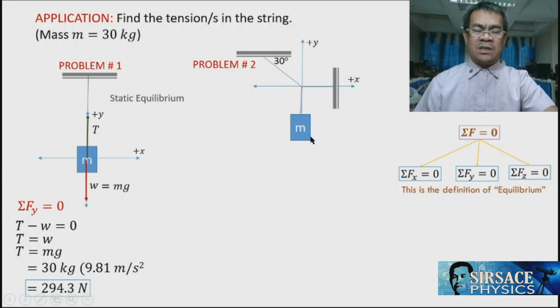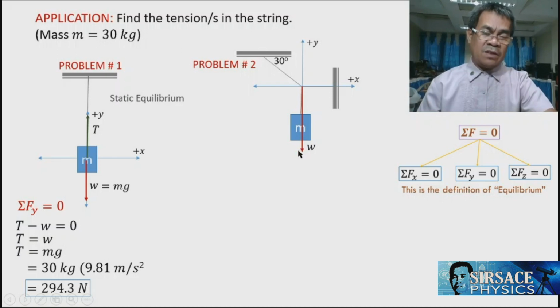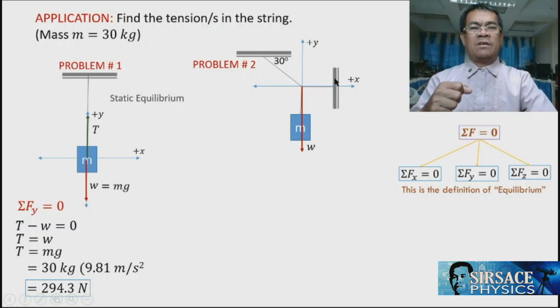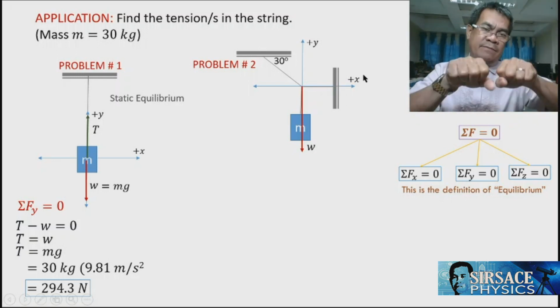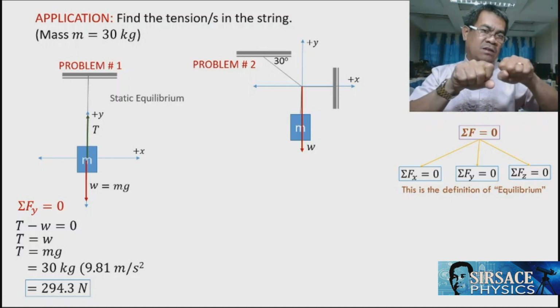Next, you have to provide all the forces. What are the forces on the intersection point of the strings? First we have the weight. Take note, the weight is mass times gravity. The tension of the string is the same as the weight, so this is a downward force. While this one, our horizontal force, is towards the right, because it is tensile force.